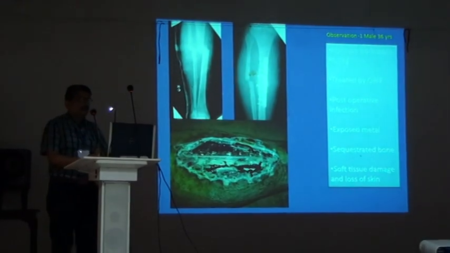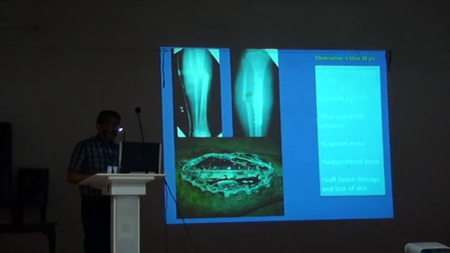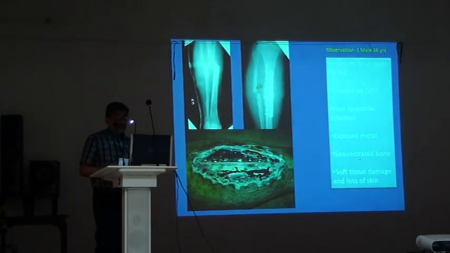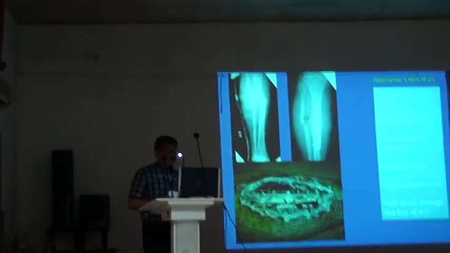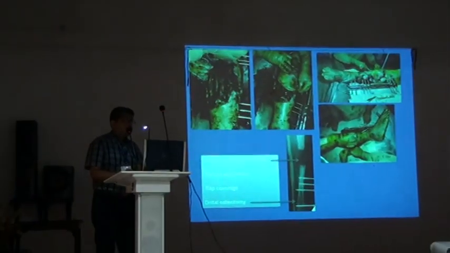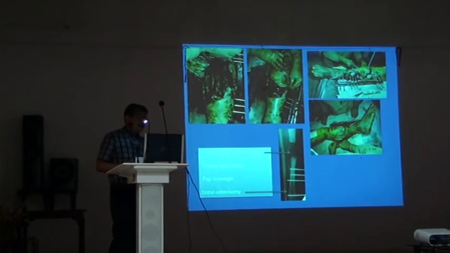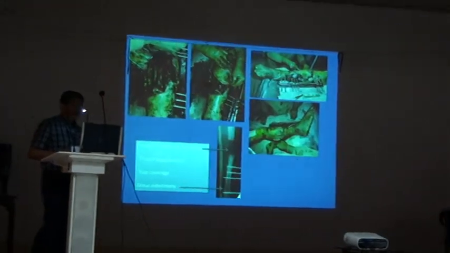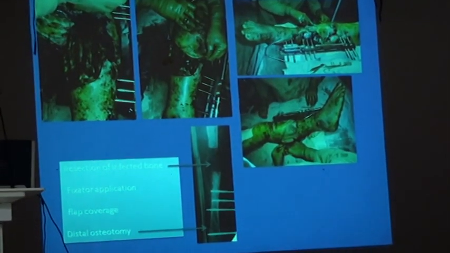So this is an example of fracture both bone leg treated by plating, and there is post-operative infection, exposed metal, sequestrated bone and soft tissue damage and loss of skin. So we resect the infected bone, fixator is applied, flap coverage was done, and distal osteotomy. You can see there is 6 centimeter bone gap.